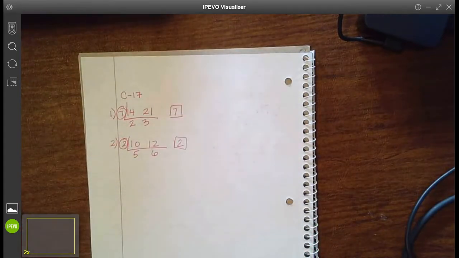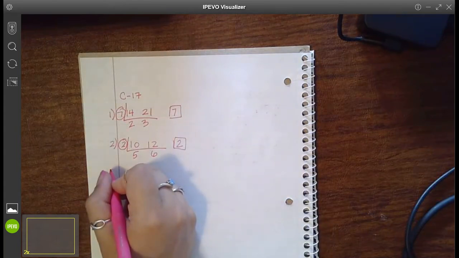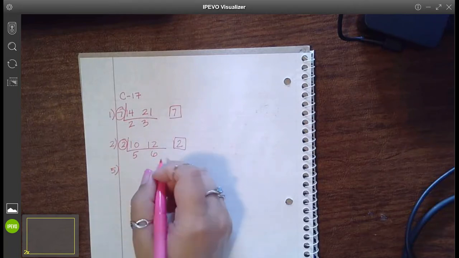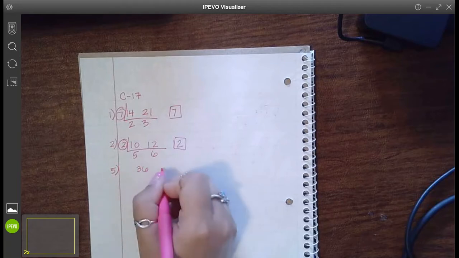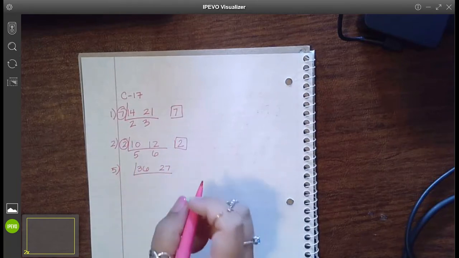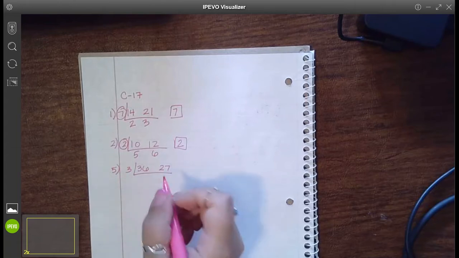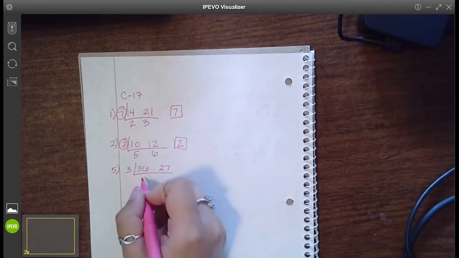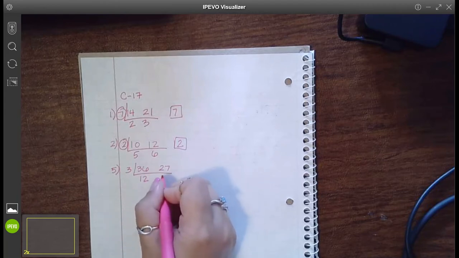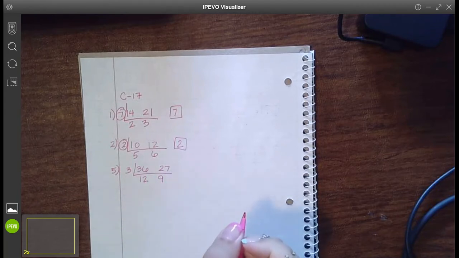All right. Now for my next one, I'm going to skip, and I just want to show you about number 5. Number 5 says it wants you to find the GCF of 36 and 27. Well, what can go into both 36 and 27? 3 can. 3 goes into 36 how many times? 12 times. Can 3 go into 27? Yeah, 9 times.